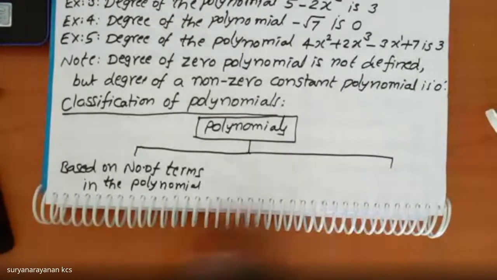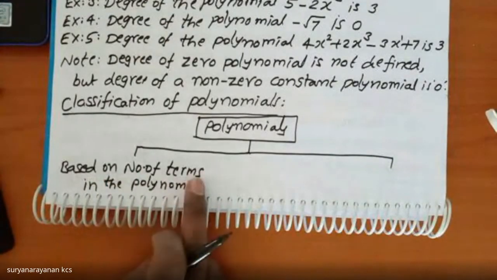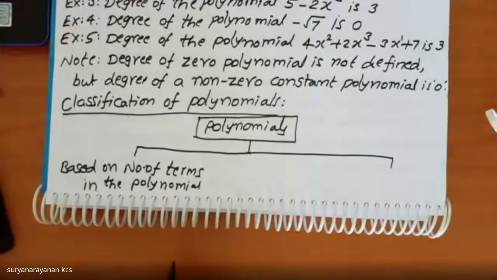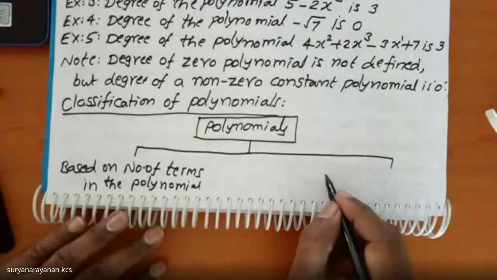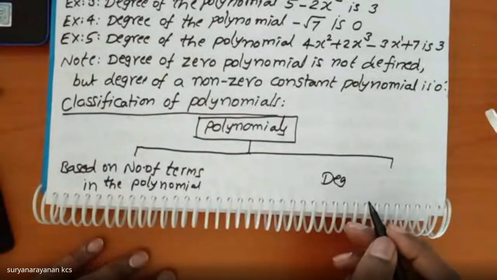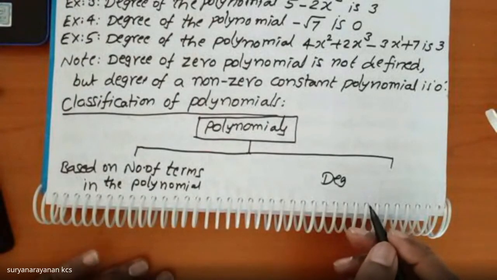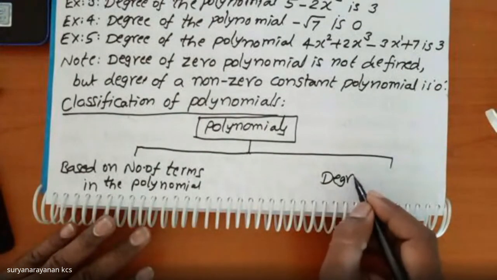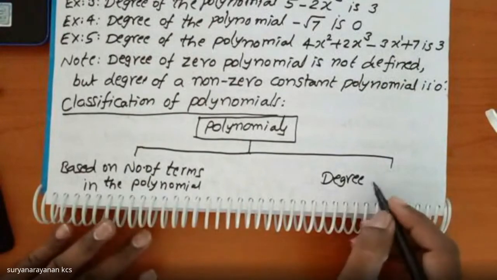Okay, you have already studied this point, based on number of terms in the polynomial, means monomial, binomial, trinomial. Have you learned these points or not? Yes, sir. What is meant by monomial? Sir, single term. Yes, only one term. In a polynomial, if there is only one term, it is called a monomial. If there are only two terms, what is the polynomial called? So binomial. Yes.